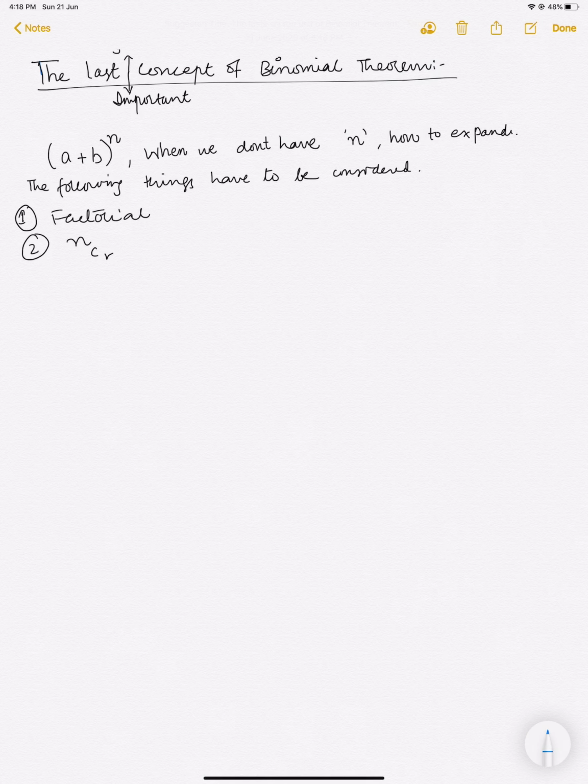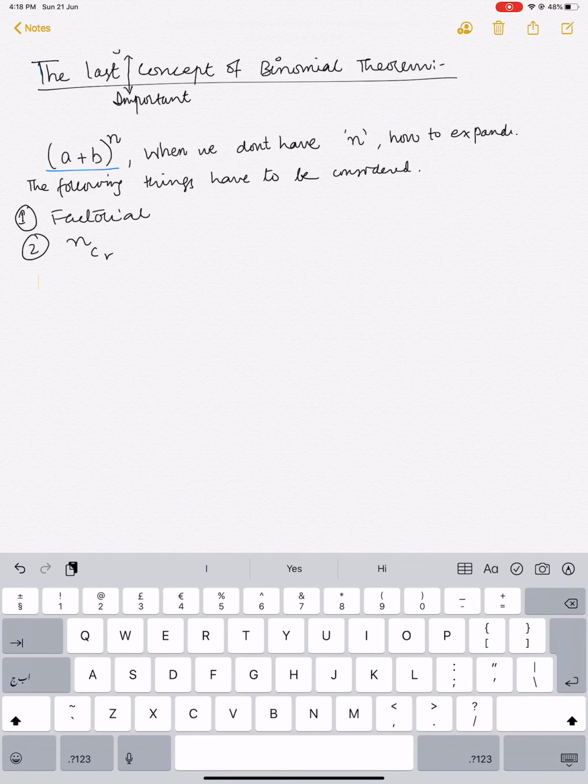Hi. The last important concept of the binomial theorem which we have to consider: for example, we have (a + b)^n, where we don't have a known n. How do we expand when we do not have a known power? The following things have to be considered. Number one concept is factorial, and the other is nCr.